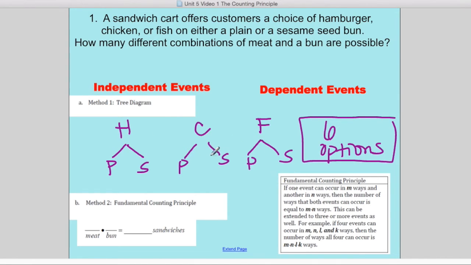So through the fundamental counting principle, we can just say, well, how many meat options were there? There were 3. How many buns? 2. So there are 6 sandwiches.